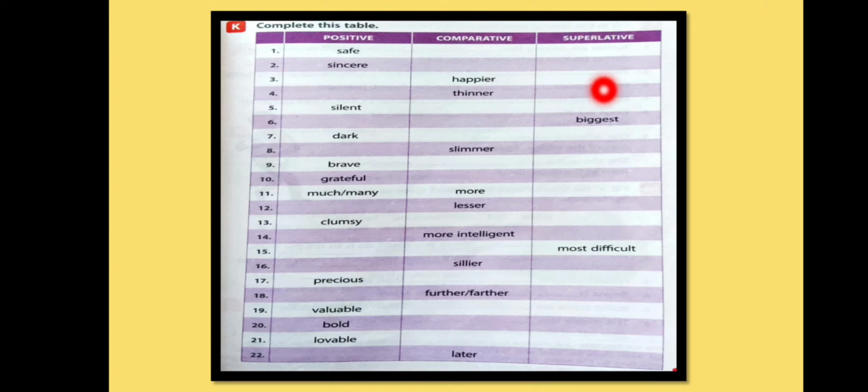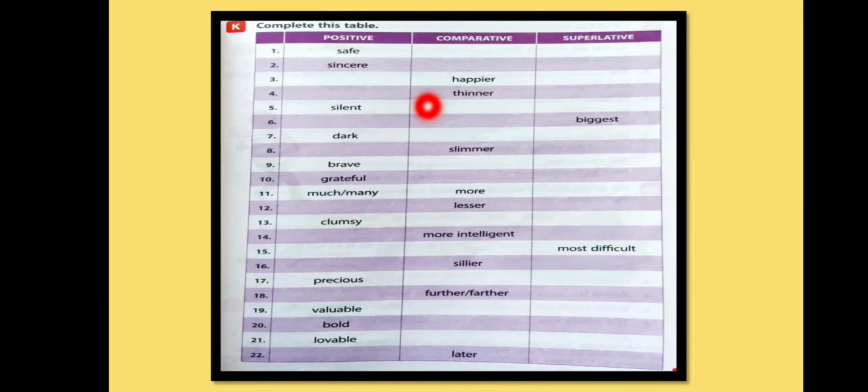The next is thin. It will be thinner. So in this rule, the double N is used. So the consonant sound is doubled. So in the positive there will be only single N, and in comparative double N is there, and superlative also double N will be there. So it will be thin, thinner, and thinnest.